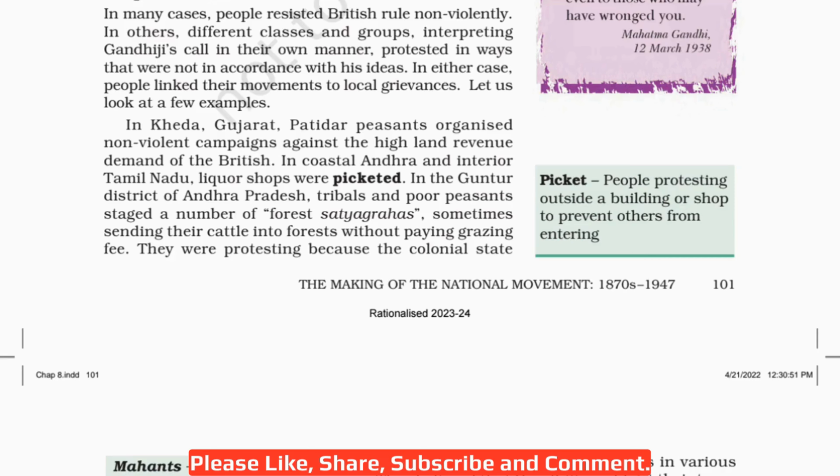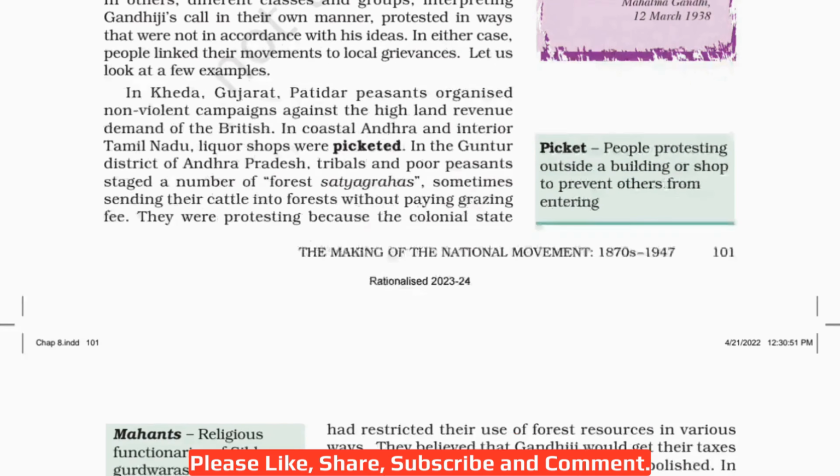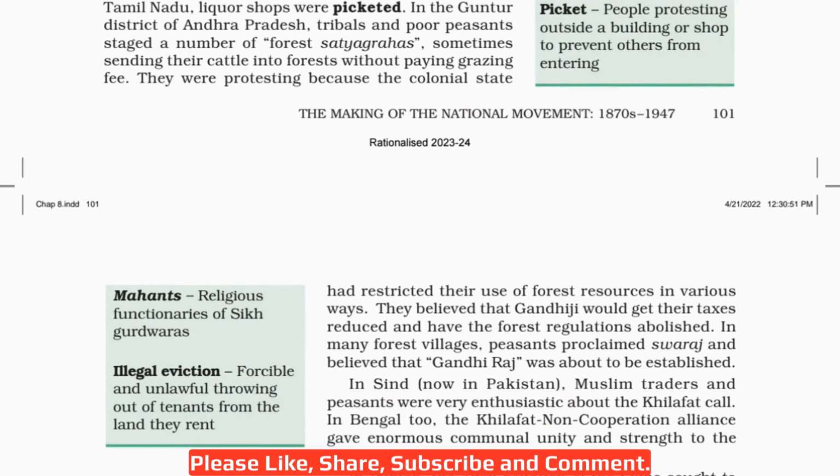In the Guntur district of Andhra Pradesh, tribals and poor peasants staged a number of forest satyagrahas, sometimes sending cattle into the forest without paying the grazing fee. They were protesting because the colonial state had restricted the use of forest resources in various ways. Now, these are the basic rights of these people, so that is why they were opposing all these things. They believed that Gandhiji would get their taxes reduced and have forest regulations abolished. In many forest villages, peasants proclaimed Swaraj and believed that Gandhi Raj was about to be established.